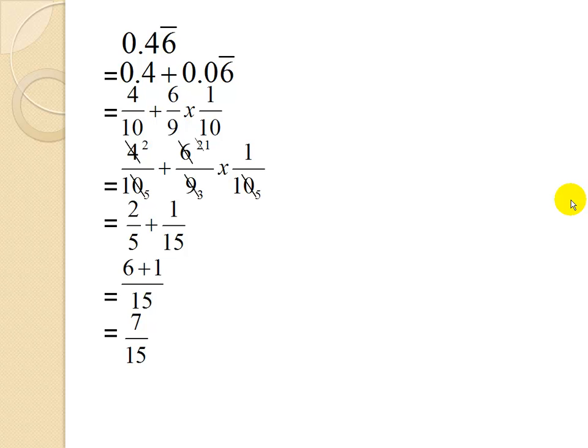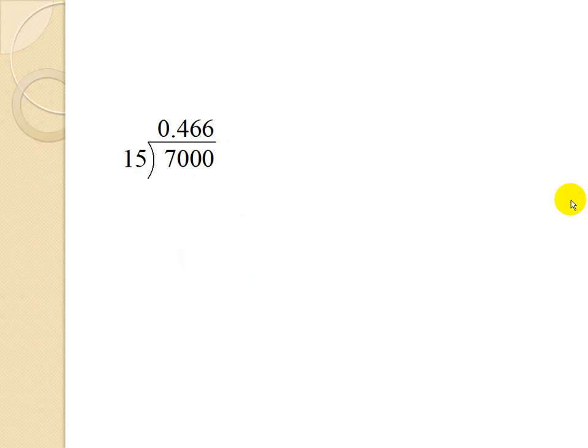But how do we know if we are correct? Well, the good student always checks their answer. We can do so by dividing the 15 into 7. When we do so, we need to put the decimal point and a 0. 15 into 70 will go 4 times. 4 times 15 is 60. 10 remainder. Bring down the 0.